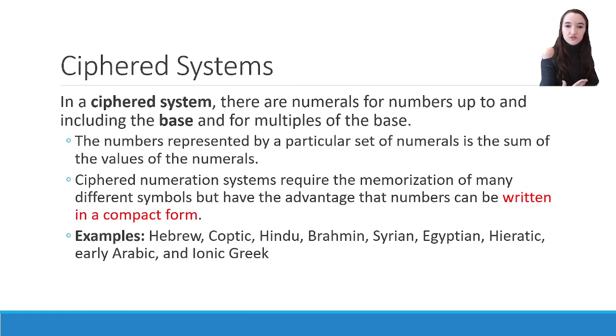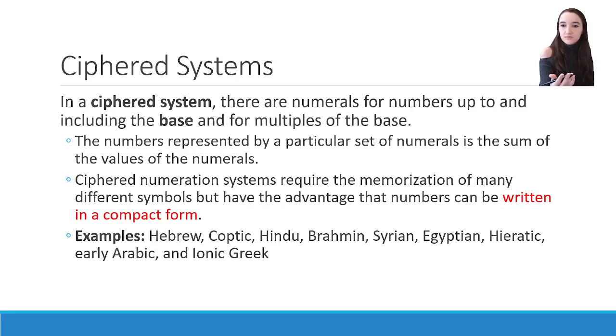Next, we have a ciphered system. So in a ciphered system, there are numerals for numbers up to and including the base, and for multiples of that base. The number represented by a particular set of numerals is the sum of the values of the numerals. Then ciphered numeration systems require the memorization of many different symbols, but have the advantage that numbers can be written in a compact form.